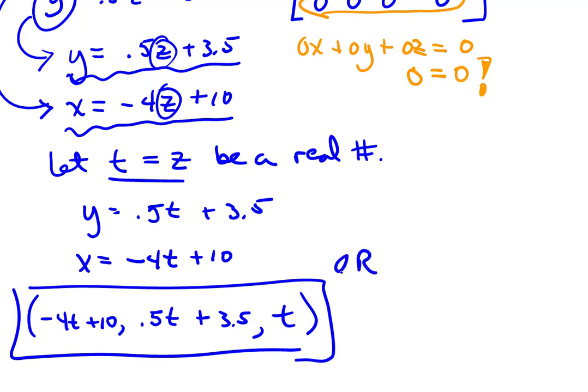The other way, though, as we've seen, would be simply to write the ordered triple using or without using the t variable. So go back to where we had solved for y and x and just use those expressions. So x was negative 4z plus 10. We'll put that in the x spot, negative 4z plus 10. In the y spot, we put what that equaled, which was 0.5z plus 3.5. And then for the z spot, we put, well, just the letter z.